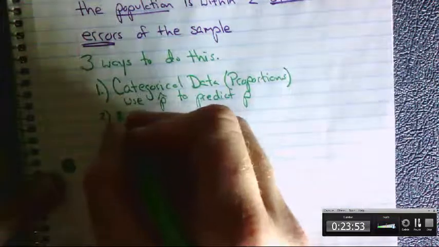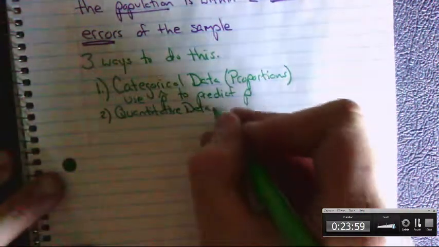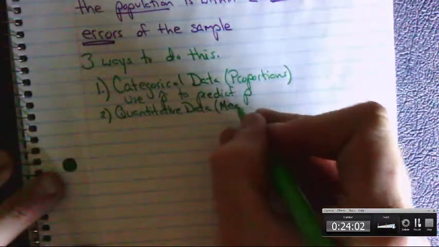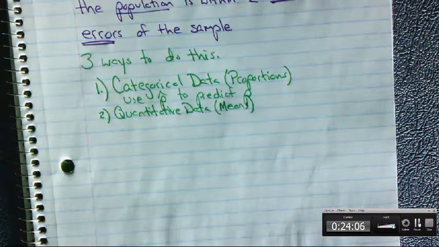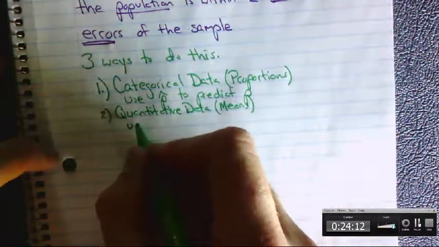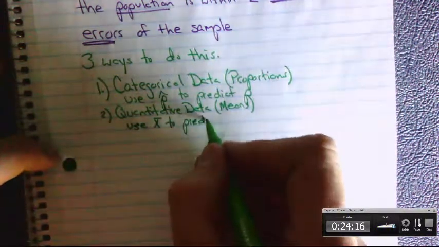The second method would be quantitative data, which means we're talking about means, the average. It works for any kind of quantitative data, but typically means. And this is where we use x bar to predict mu.